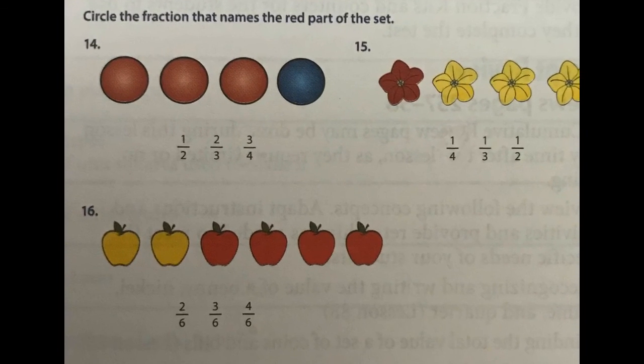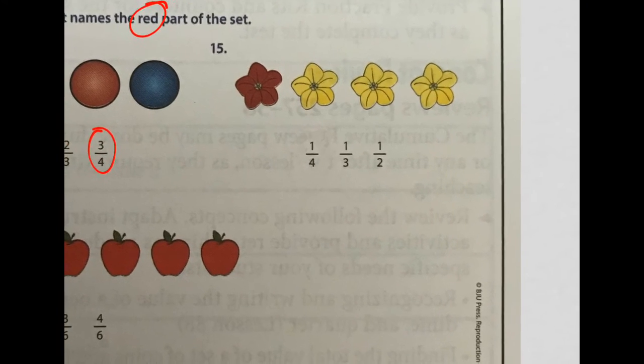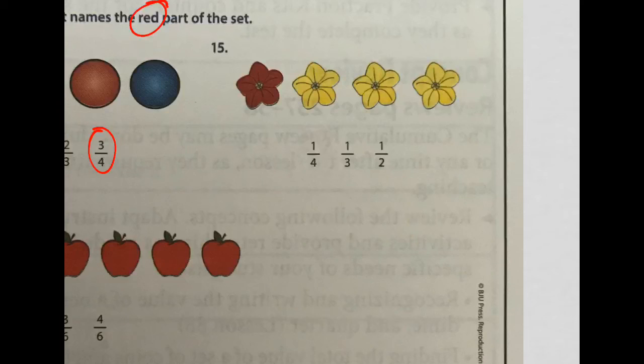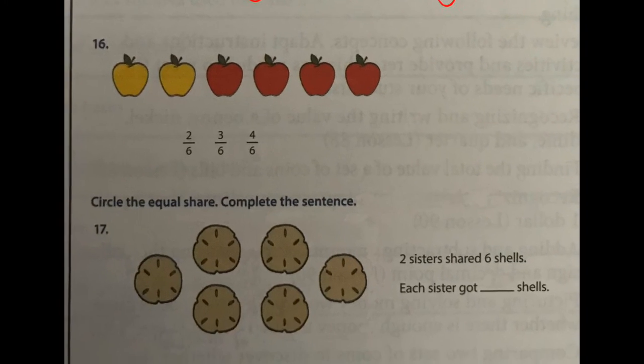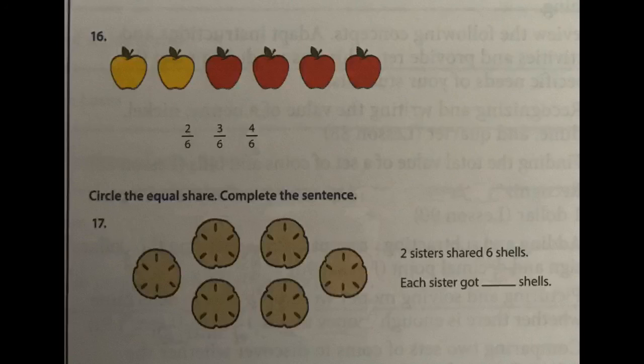Okay. Now we're going to circle the fraction that names the red part of the set. This is the lesson that you're doing this week. Hopefully you did it before this review. Okay. So we want to just look at the red part. So for number 14, what would the fraction be for the red part? Good. 3/4. Make sure you circle that. 15. What is the fraction of the red part? Good. 1/4. 16. 4/6.